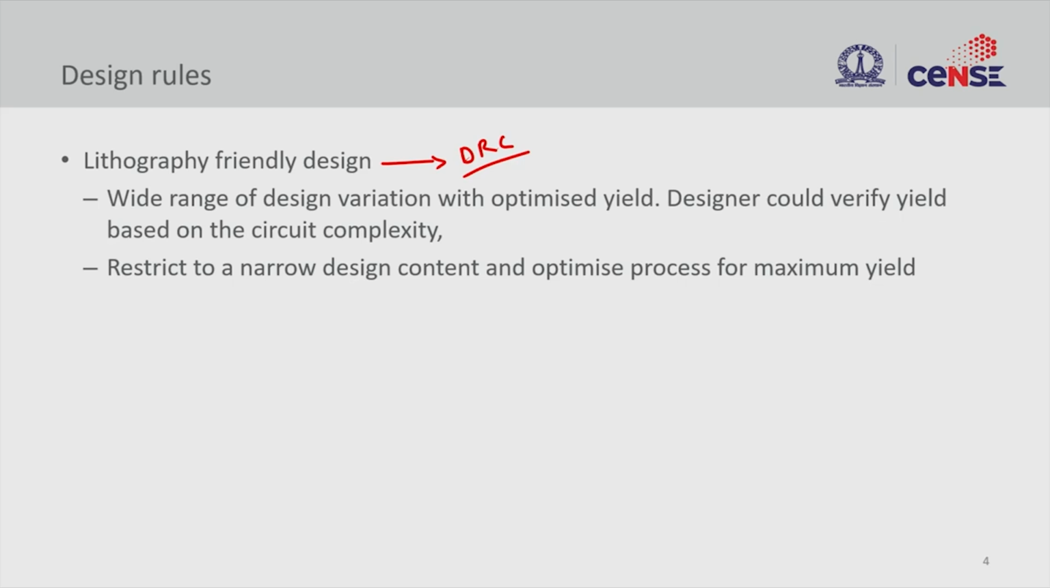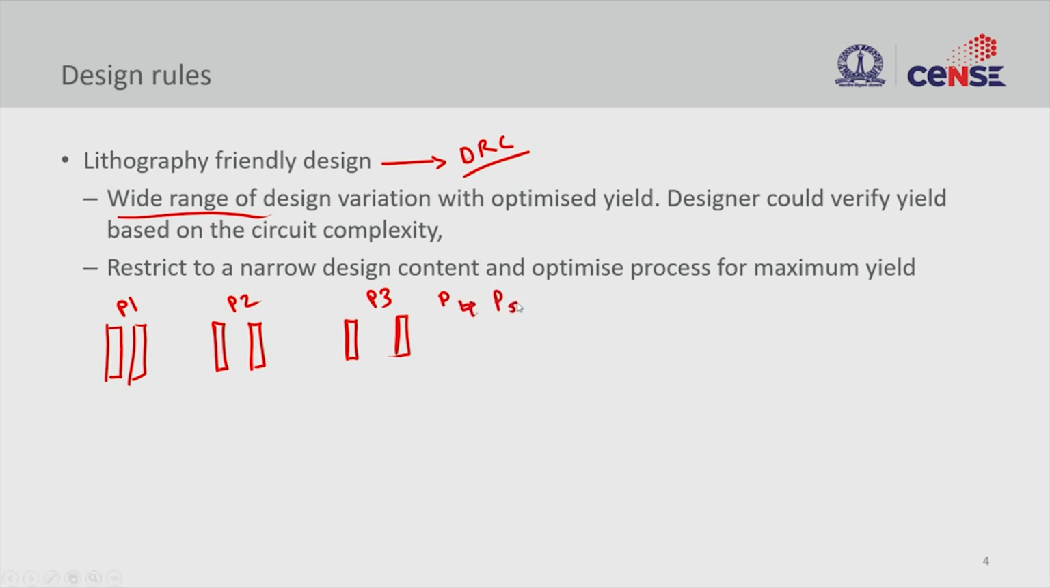So these are the two instances that can be used in order to make your design lithography friendly. One is you define a wide range of design variation, right, with optimized yield. So what do we mean by wide range of design variation? The process itself will allow you multiple pitch variations, right. So let's say I have 3 different pitches: this is pitch 1, pitch 2 and pitch 3. Similarly you can have pitch 4 and 5, let's say.